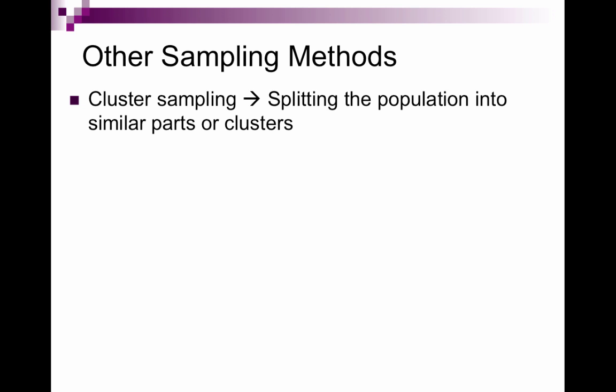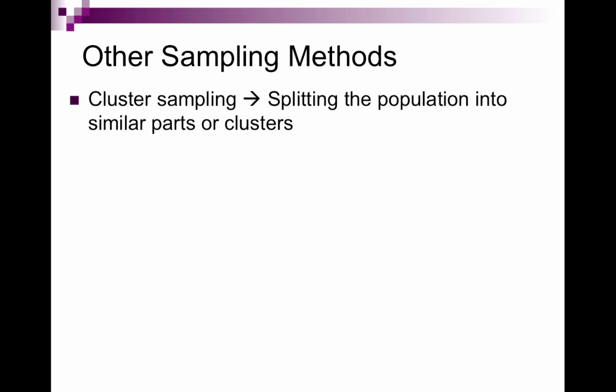Another sampling method is the cluster sampling. So cluster sampling splits the population into smaller parts or clusters. This is very similar to a stratified sample, except in a stratified sample, the groups are based off of a specific characteristic. In cluster sampling, it's not based off of any type of characteristic, and really it's more or less used to make the sampling a little bit easier.